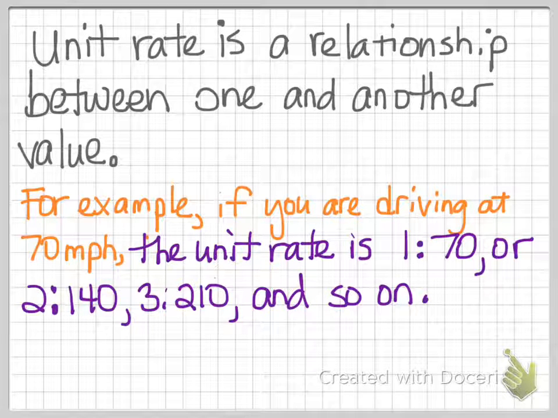Here's another vocabulary word. Unit rate is a relationship between one number and another value. For example, if you are driving at 70 miles per hour, the unit rate is 1 to 70, or 2 to 140, 3 to 210, and so on. These are equivalent proportional relationships, but my unit rate was written over here.